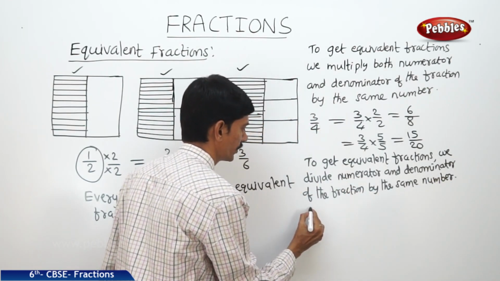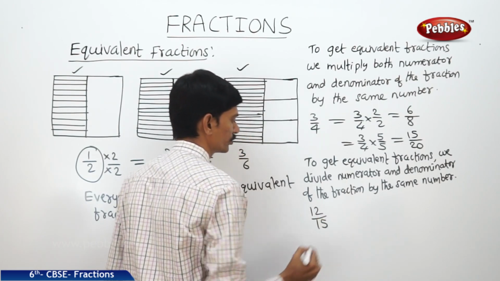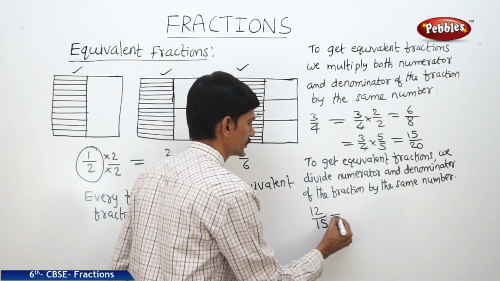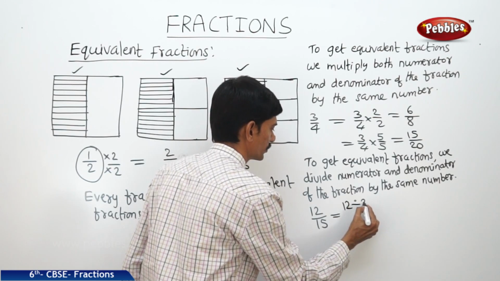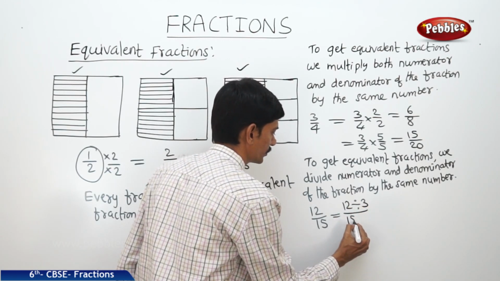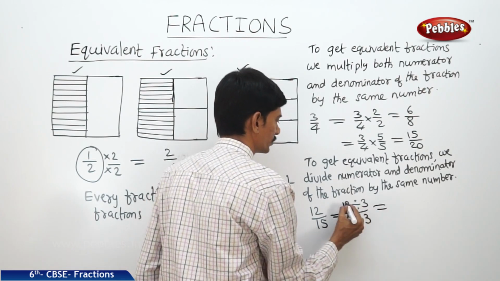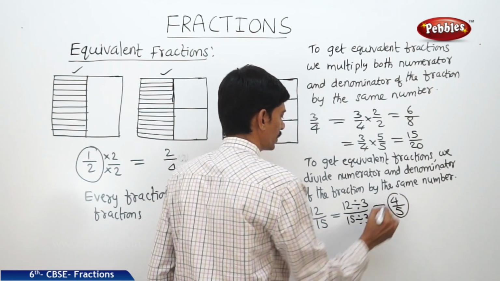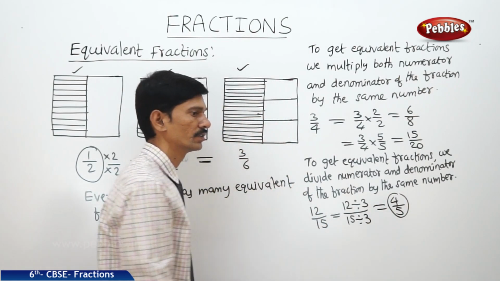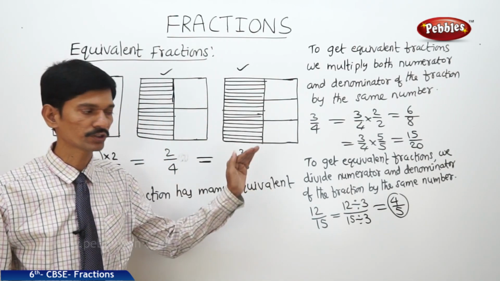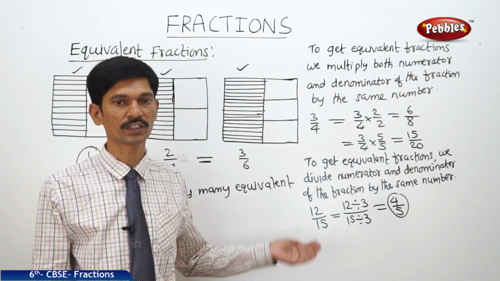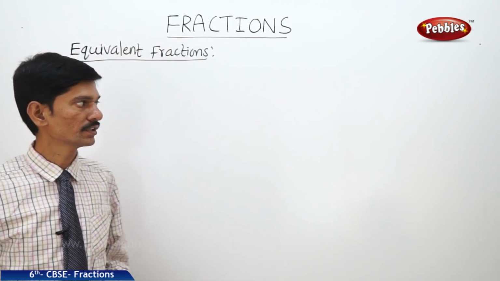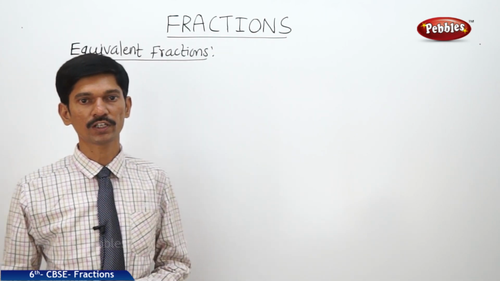If, for example, 12 by 15 is given, and both numerator and denominator are divided by the same number, then we get 12 divided by 3, and the denominator 15 is also divided by 3. So then we get 12 by 3 is 4 and 15 by 3 is 5. Now this is the equivalent fraction of the given fraction 12 by 15. So we can even divide both numerator and denominator of the given fraction by the same number to get the equivalent fractions. Now let us see an important fact regarding the equivalent fractions.